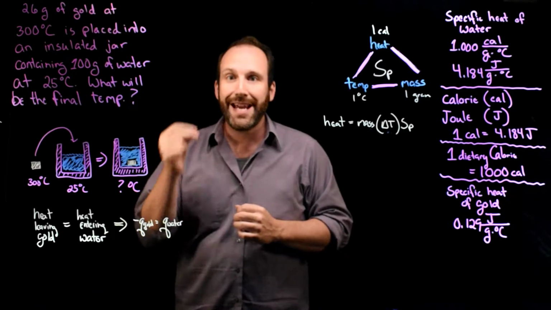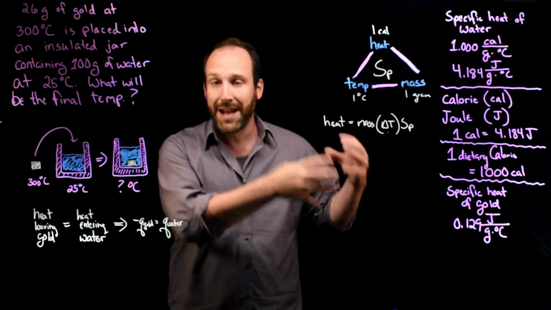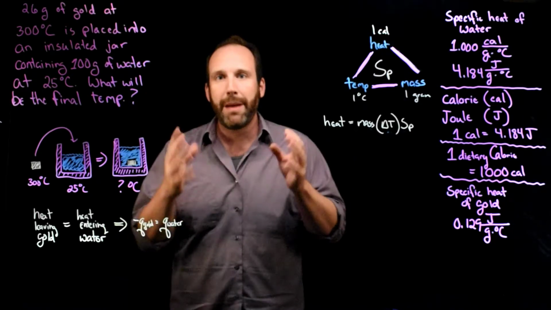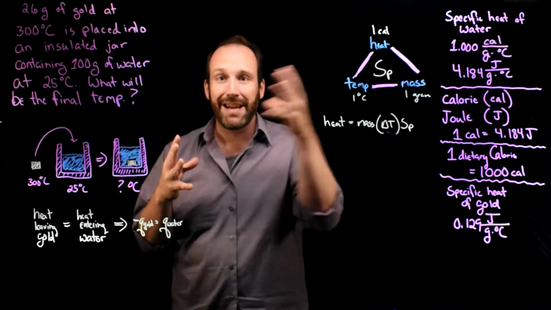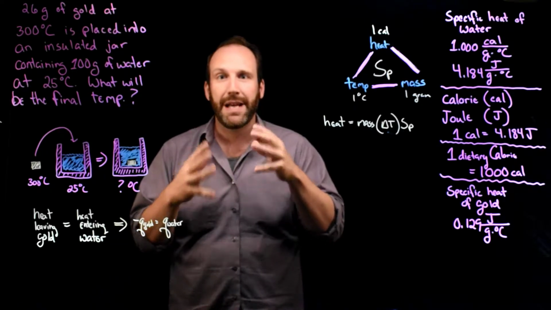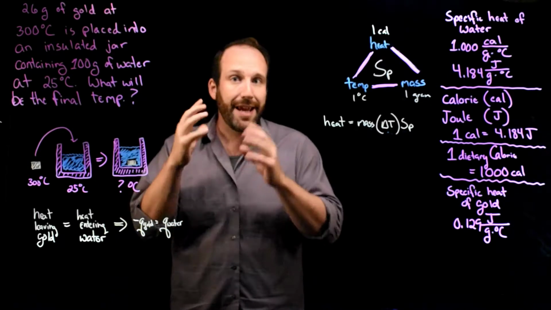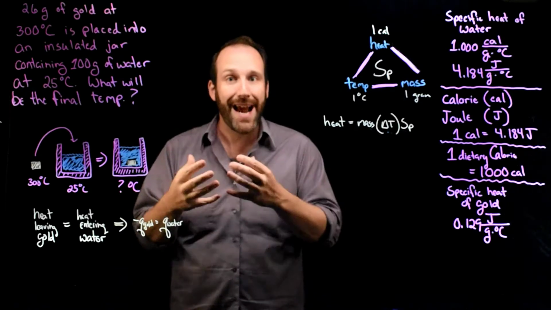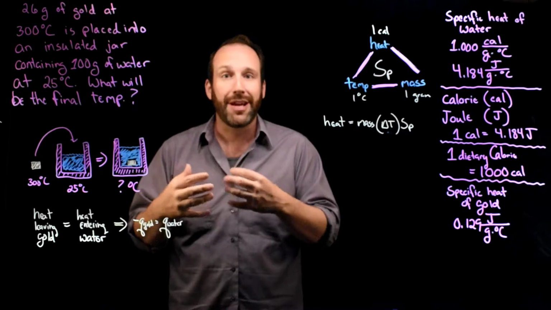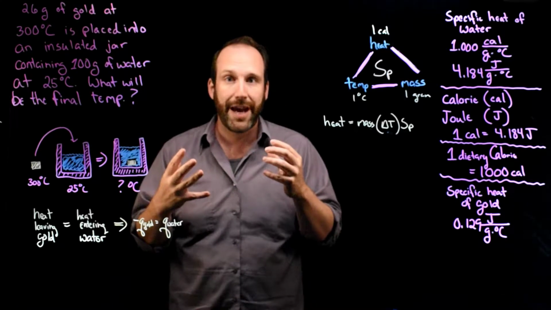Q gold, the heat that's leaving the gold, is going to equal Q, the heat that's entering the water. Remember before what we said is that negative signs mean heat leaving, positive signs mean heat coming in. So if we calculated the heat of gold as it cooled down, that would be a negative number. If we calculate the heat of water as it warms up, that number would be positive, okay?